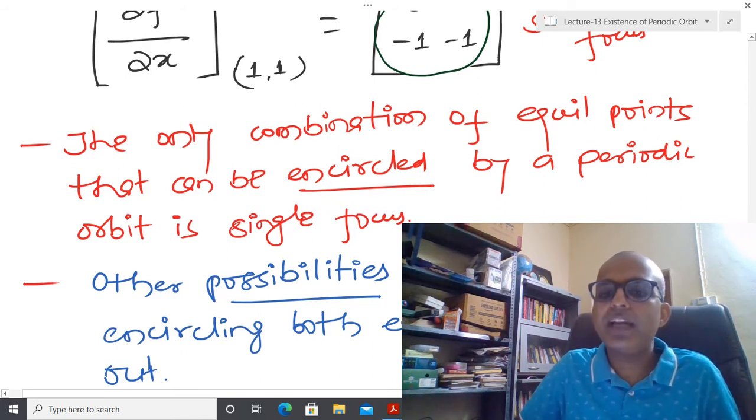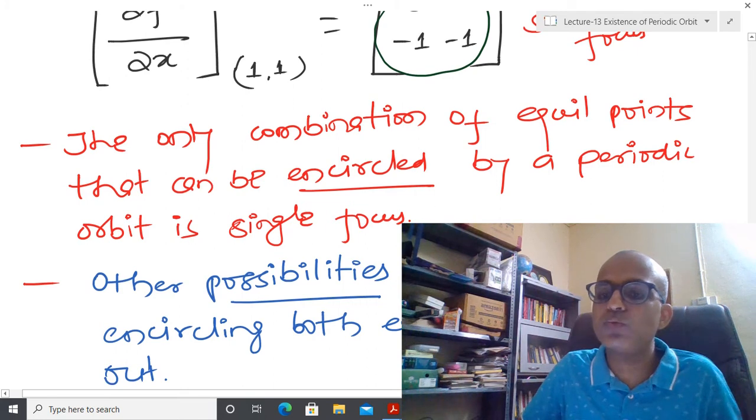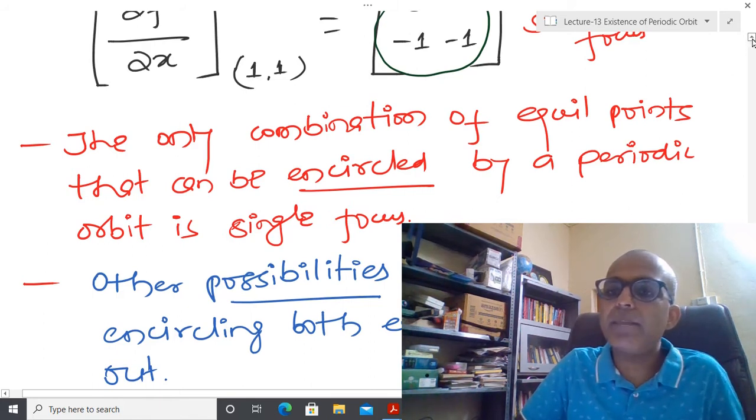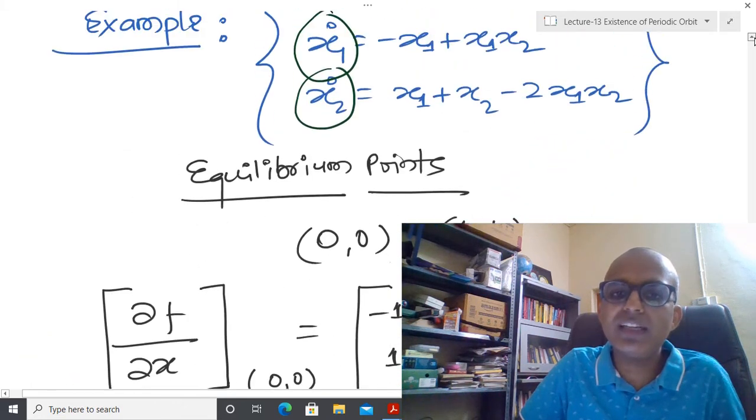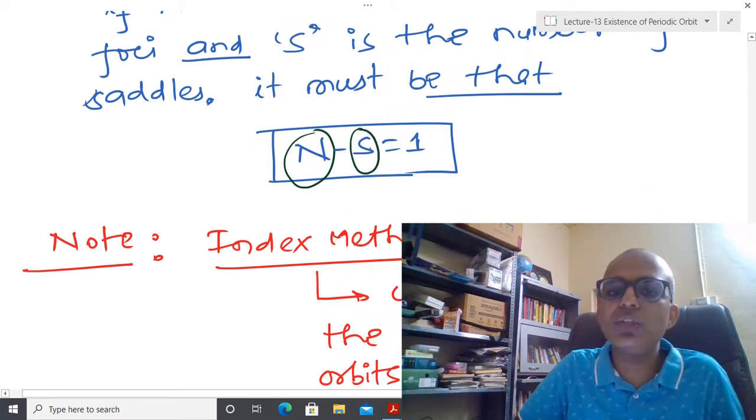So suppose you have created some kind of closed curve, and suppose this is a node, and here this is a node, and this is a saddle point. Inside, the node has index +1 and the saddle point has index -1. Since I have one node and one saddle, you can just count the numbers, n minus s. So here 1 minus 1 equals 0. Here I am talking about the number, not the index. So 0 is not equal to 1.